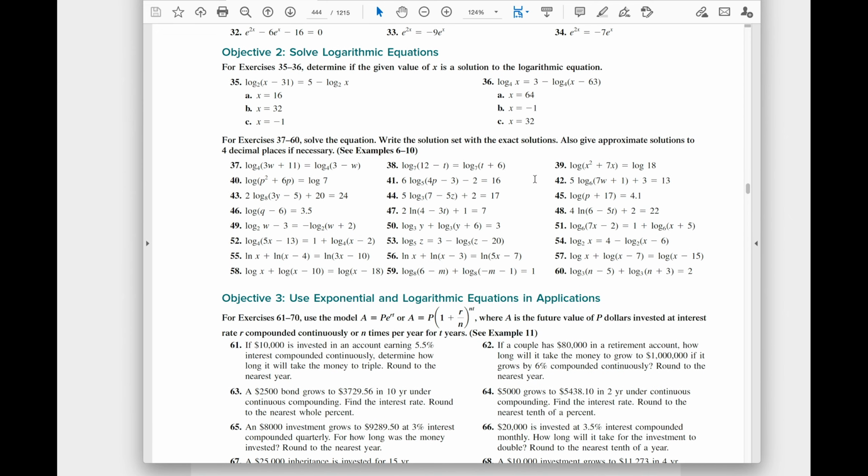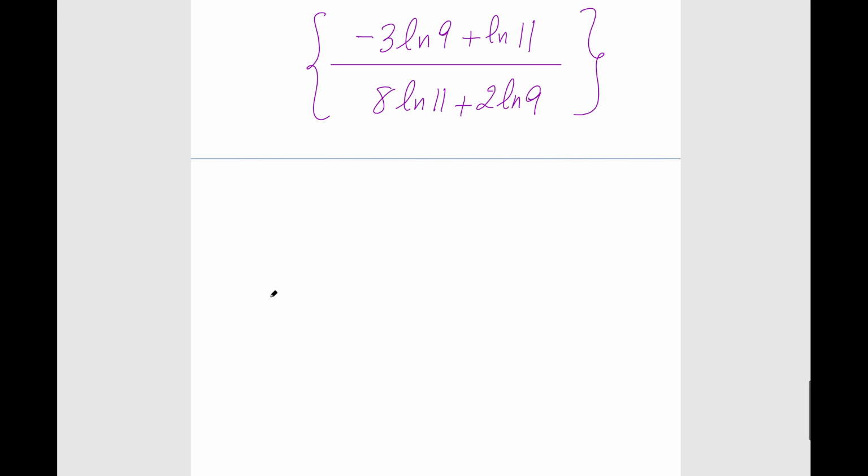How about now going to problems involving logarithmic equations? How about we answer number 36. Determine if the given value of x, three parts, is a solution to the logarithmic equation. Let's do all of them. So 36.